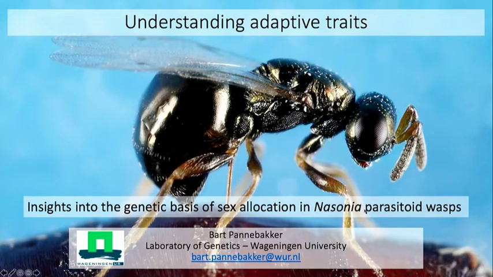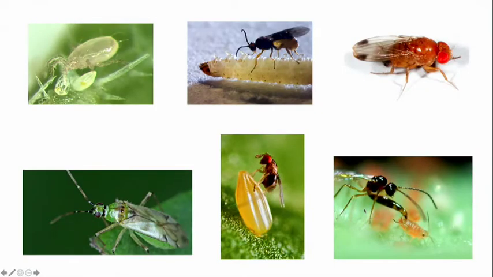So if you look at my subtitle, it says Insights into the Genetic Basis of Sex Allocation in Nasonia parasitoid wasps. That's maybe more what I will be talking about. But it's all related. I first want to show you this slide, and this slide shows you a bit of the zoo that we are working on in my group. And these are all insects, as you can see.